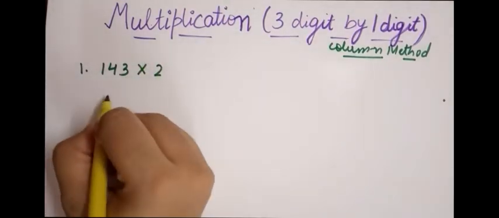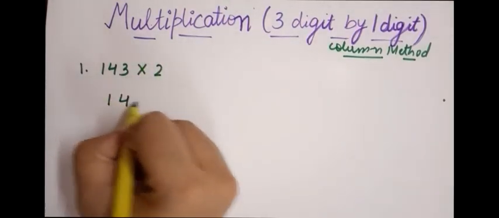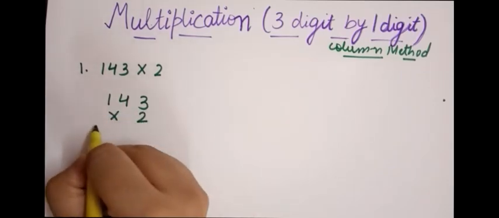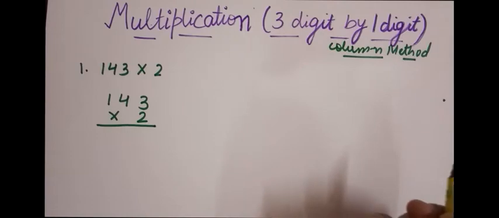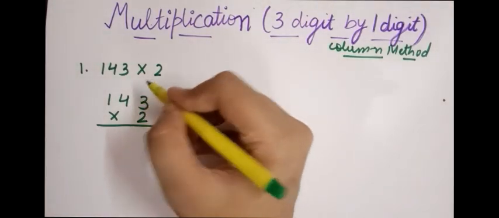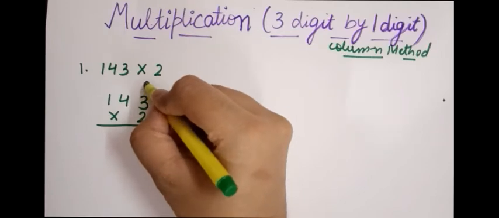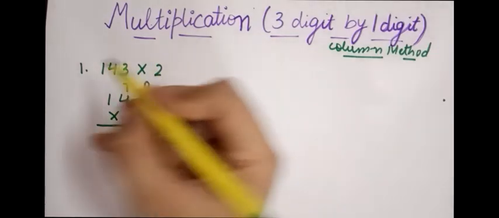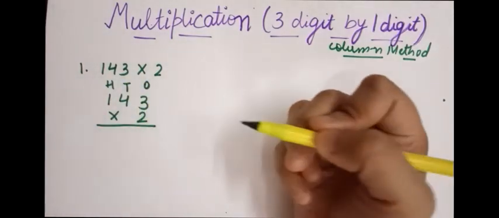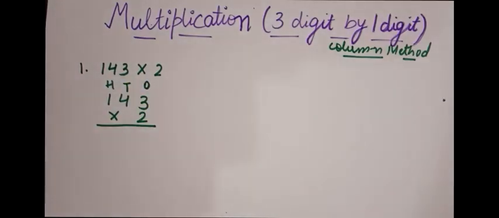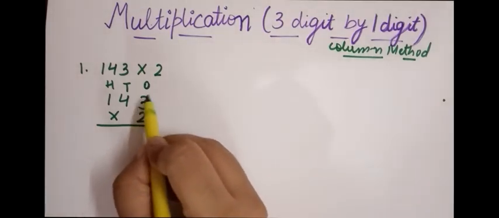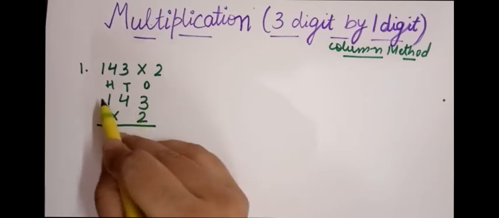So 143 multiplied by 2. Then we'll draw a line. As you can see, I have arranged the digits in the column. I'll be writing the places above. This is ones place, this is tens place, and this is hundreds place. So I have arranged ones below the ones. And always whenever we multiply, we start from the last, that means from the ones place. We always begin from here and not from this one.